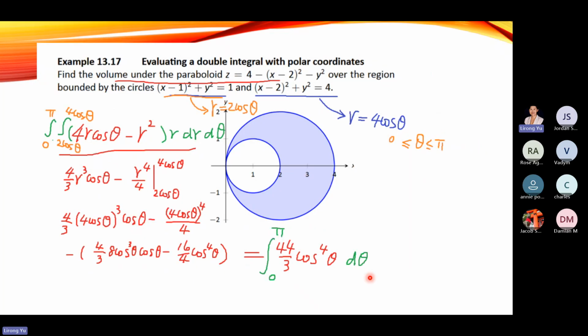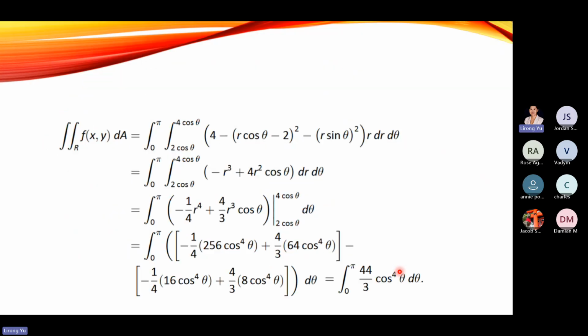And with that, we realize we have to integrate this from 0 to pi. Integration of cosine to the fourth power of theta, we don't have a formula. So in the book, we spend a few more paragraphs on expanding the cosine to the fourth power. So here we are. This is how it's being expanded in the text. So eventually we have to integrate from 0 to pi 44 over 3 cosine theta to the fourth power.